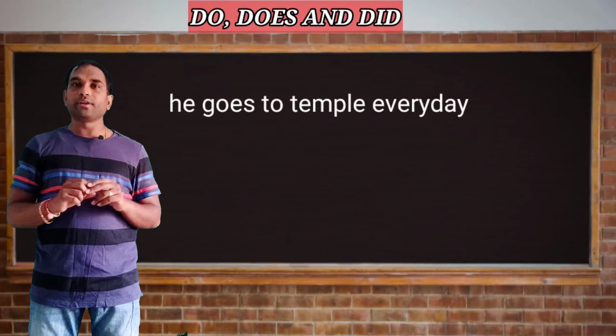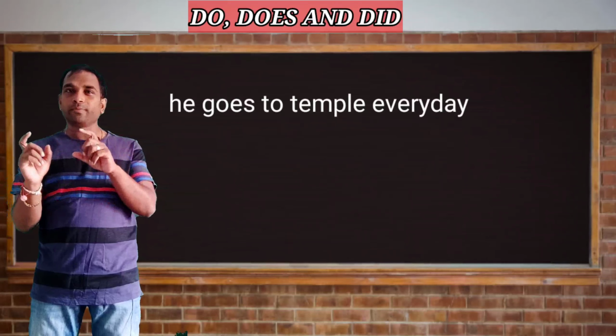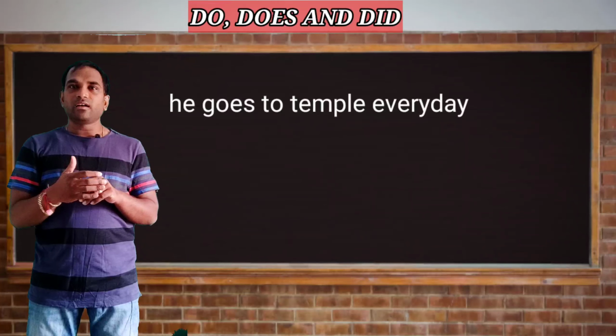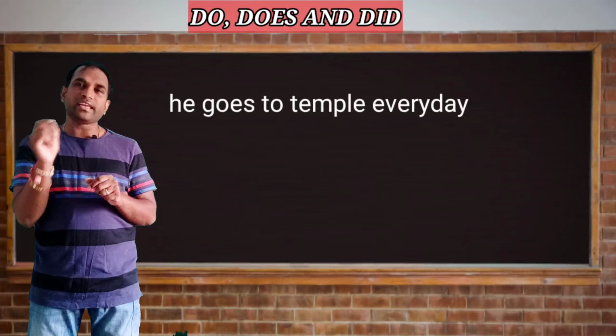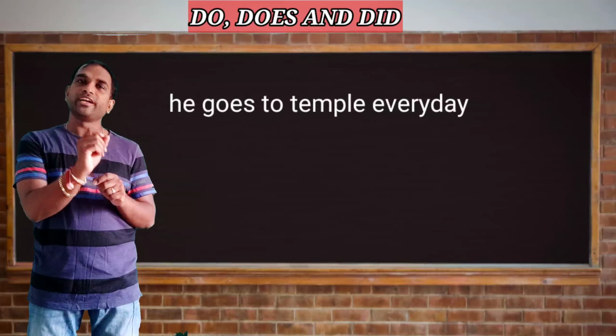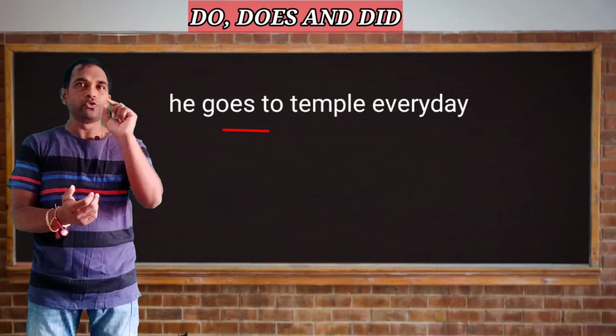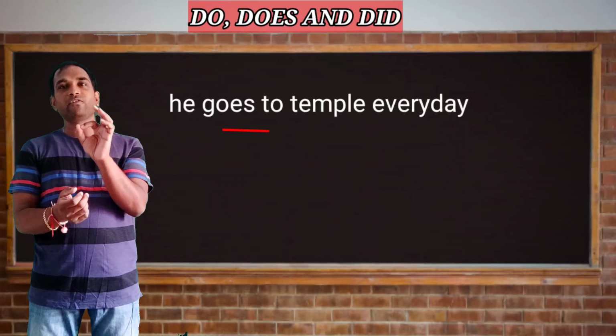He goes to temple every day. We don't say he go to temple every day. Why he goes to temple? Here go is not used, but es is added to the main verb, that is go. Why is this es added to the main verb? The rule is similar to that of have or has.